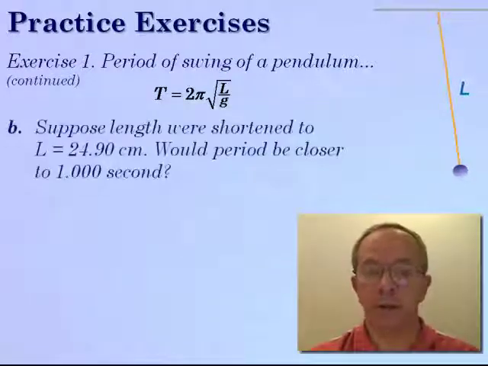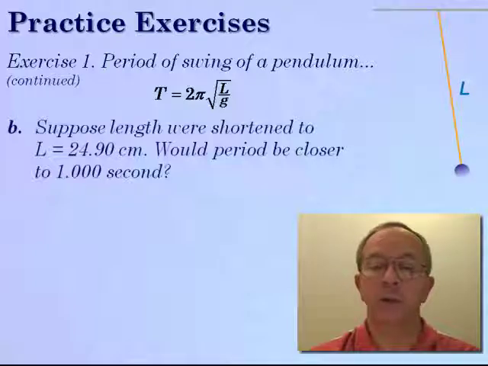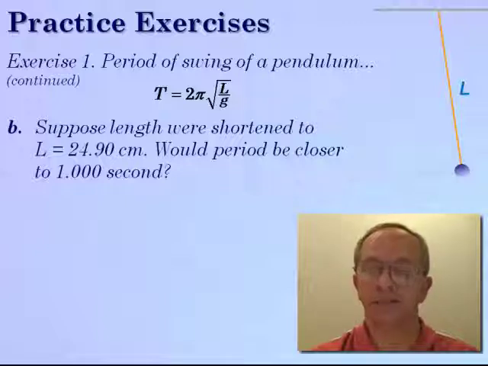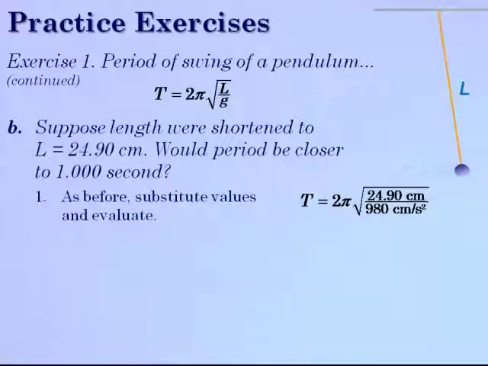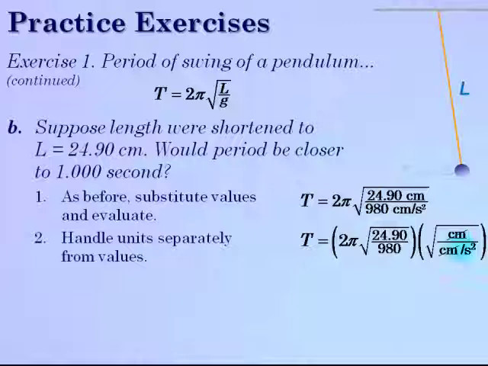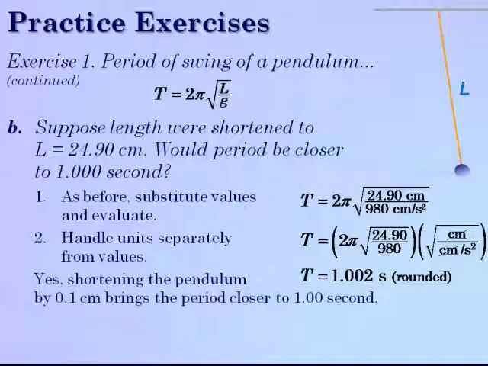Now if we continue on, suppose the length were shortened to 24.9 centimeters. Would the period be closer to 1 second? Well, we'll substitute those values in and find out. So we substitute 24.9 centimeters in, handle the units separately as we did before, evaluate the expression under the square root, and multiply by 2 pi. And we have T is equal to 1.002 seconds. So sure enough, shortening the pendulum by 1/10 of a centimeter brought the period a little bit closer to 1.00 seconds.